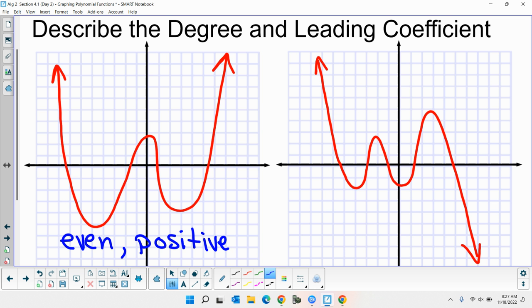Degree, even or odd? Odd, because they're going opposite directions, right? And leading coefficient, positive or negative? Negative. The far right's going down.